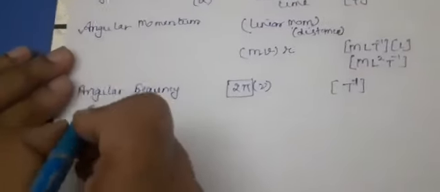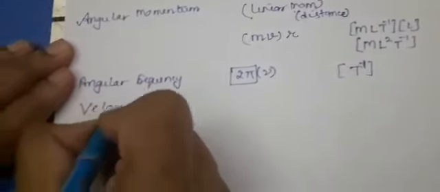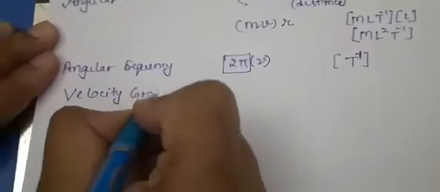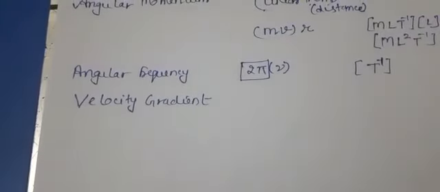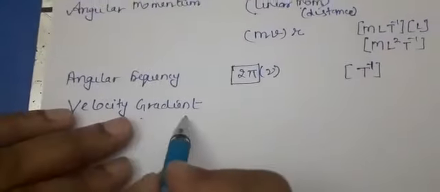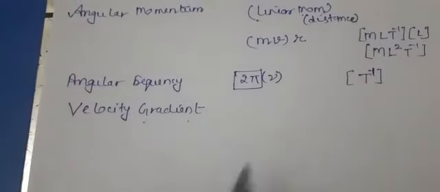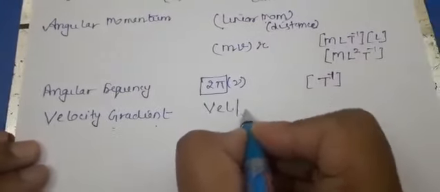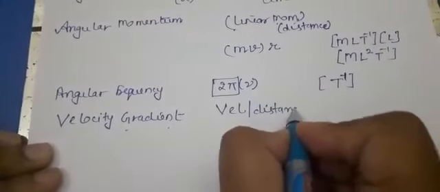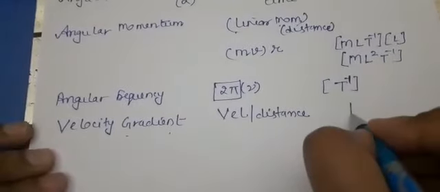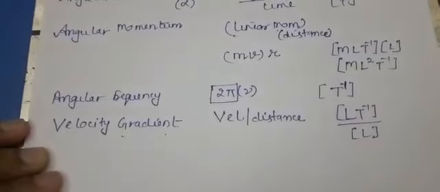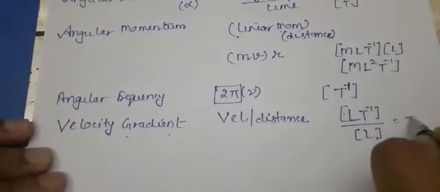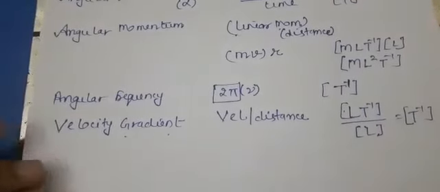Now, after this, velocity gradient. Velocity gradient is, that is velocity. When the term gradient is there, any quantity is varying with distance. So it will be velocity per unit distance. Velocity is L T minus 1 and distance is L. So L becomes 0. What will be the answer? T minus 1.